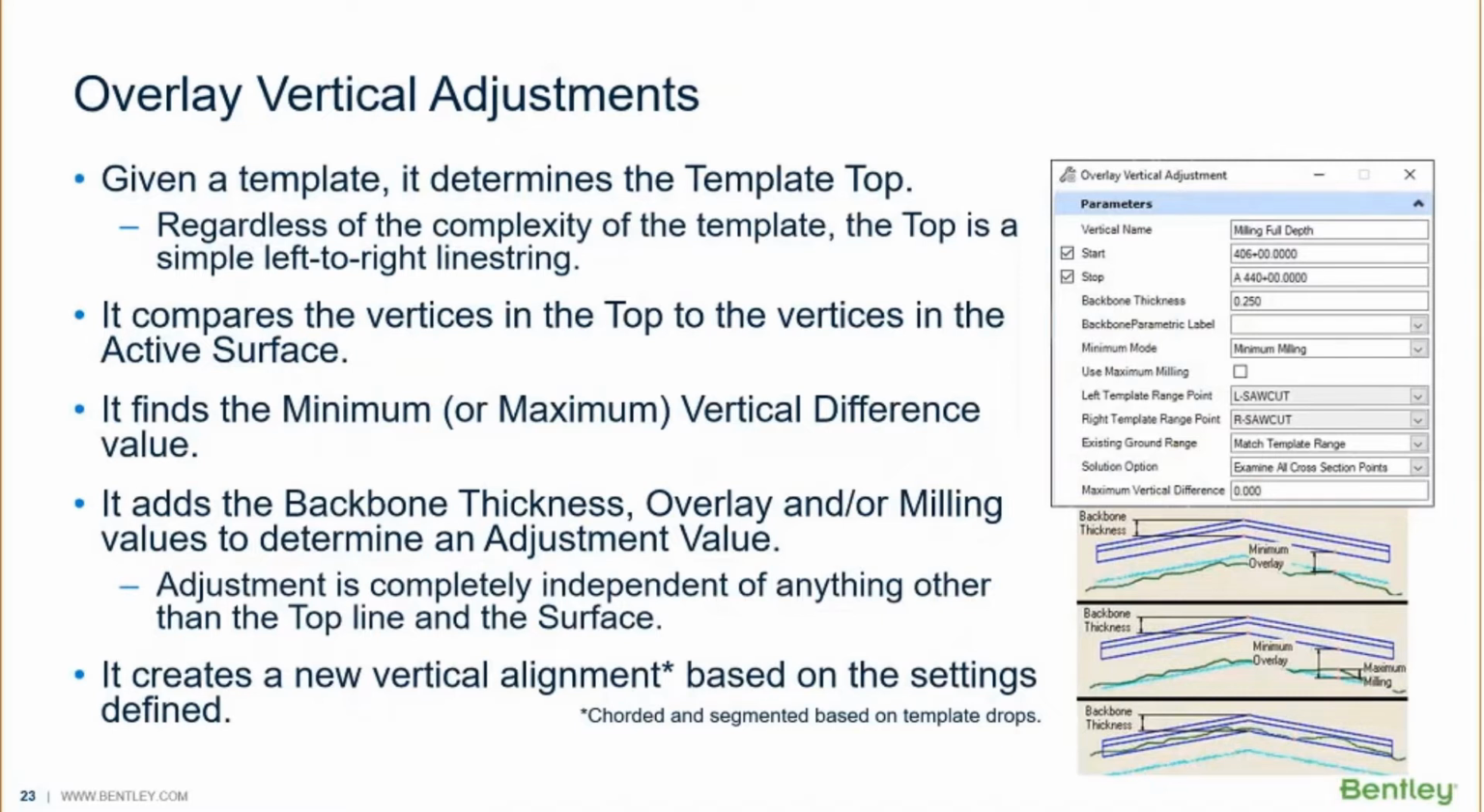And it's going to compare those template points to the vertices in the active surface. And then utilizing information that you enter in the dialog box, so pavement thickness or minimum milling or minimum overlay, however you have the mode set and whatever you're trying to do, it will create a vertical alignment. So it'll make an adjusted vertical alignment based on these settings that you set in the dialog. Now, most of the time it's probably going to make an adjustment upwards, but it can adjust it as needed.